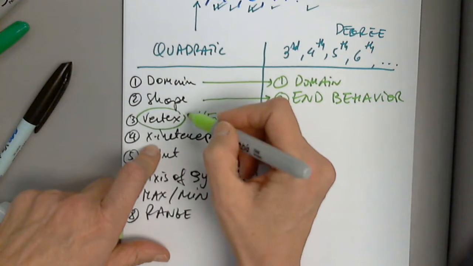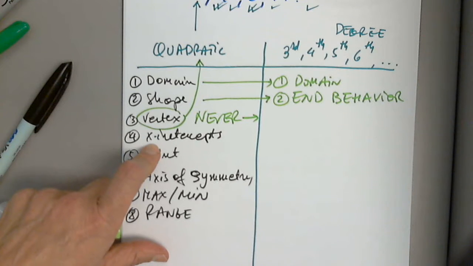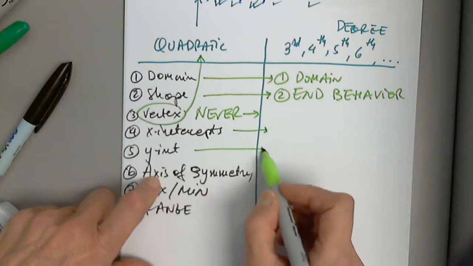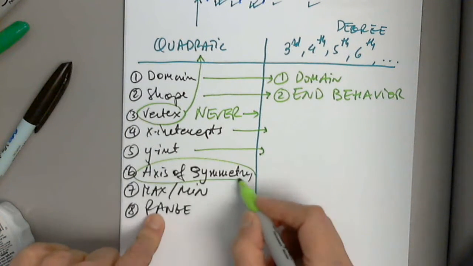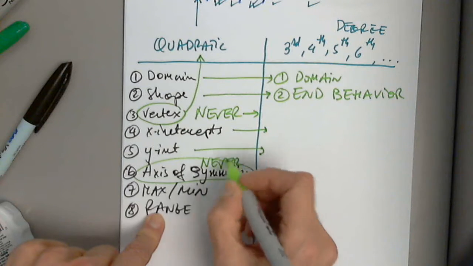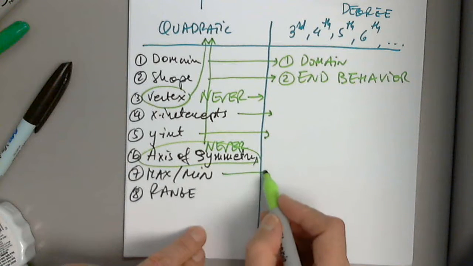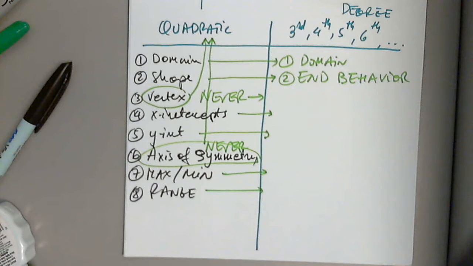The vertex is characteristic to quadratic and no other function. X-intercept, yes. Y-intercept, yes. Axis of symmetry, never. This is characteristic to quadratic and no other function. Max, min, yes. Range, yes. So please remember, whenever we talk about the vertex, we are talking about the quadratic function. If we are talking about the axis of symmetry of a parabola, we are talking about a quadratic function. Okay, so let's see what else is here.